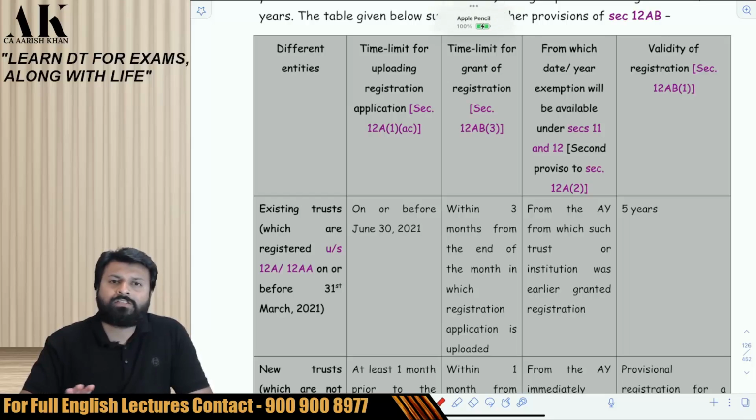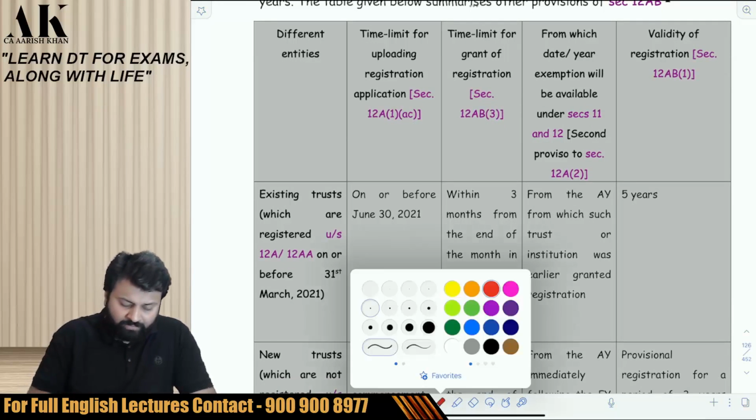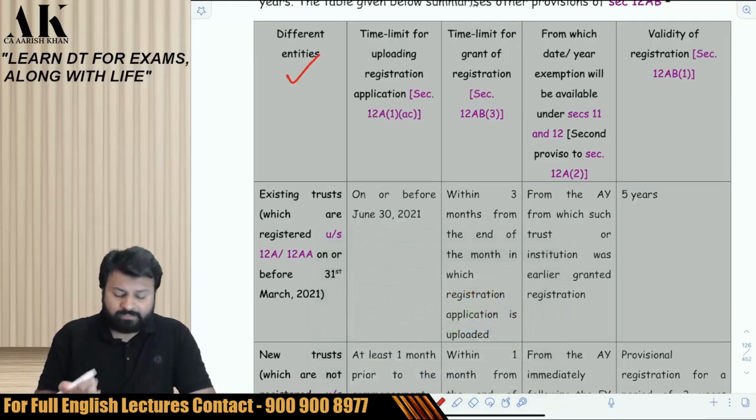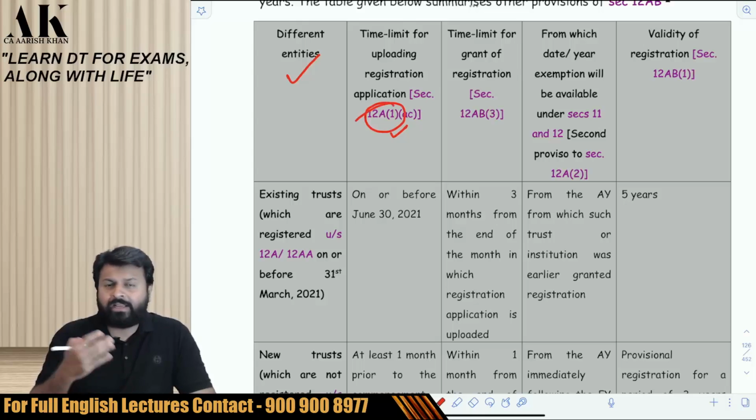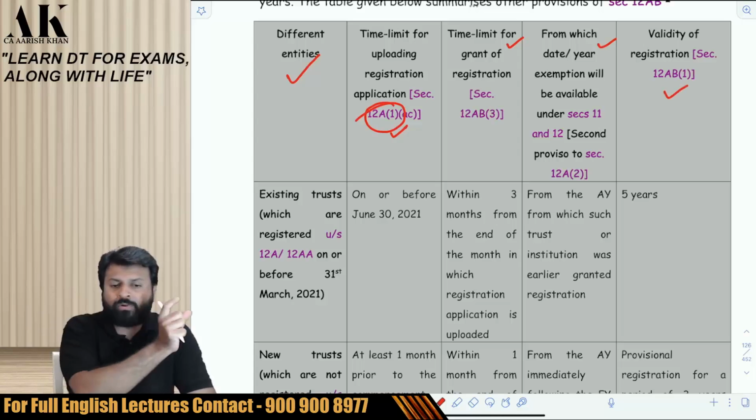So now a trust will be getting a registration for a maximum of 5 years. After that you have to make an application, and if your application is accepted, it can be extended for another 5 years. So here these are different criteria. Listen carefully. The first column is different entities. The second column is the time limit for filing an application, and it has to be done online now. Then by when the CIT will grant you registration, then from which year you will get exemption, and then for how many years you will get exemption. Try to understand the columns.